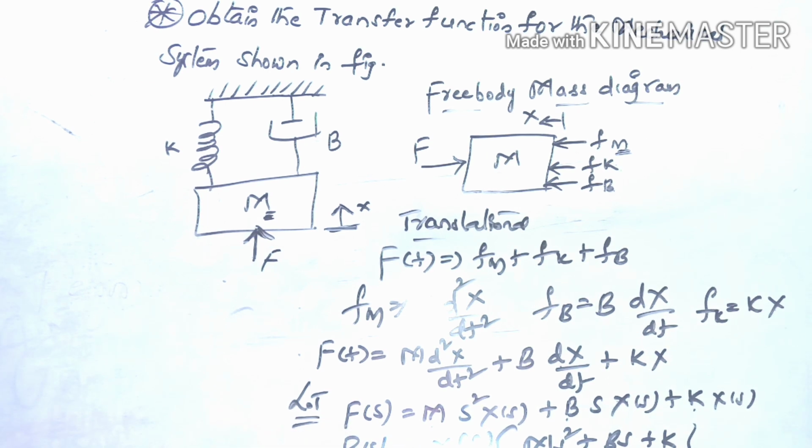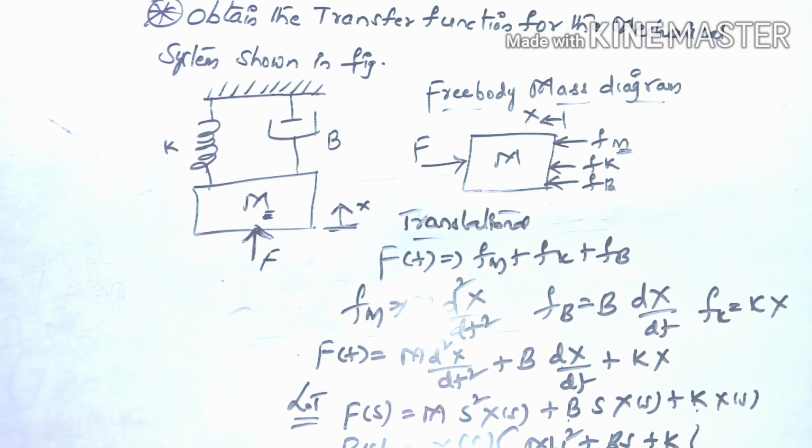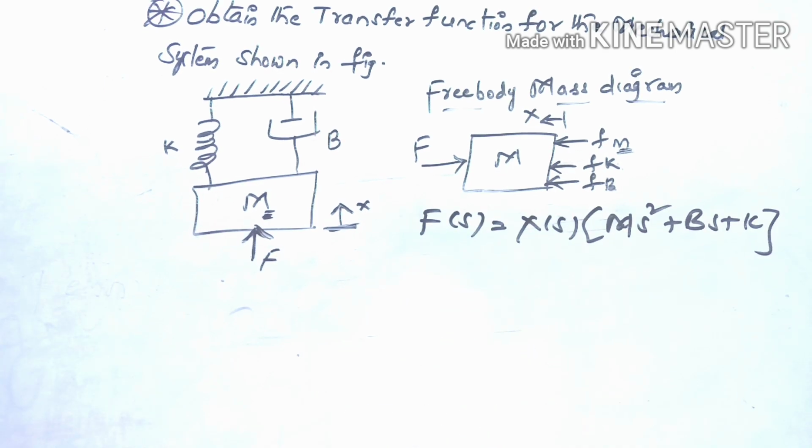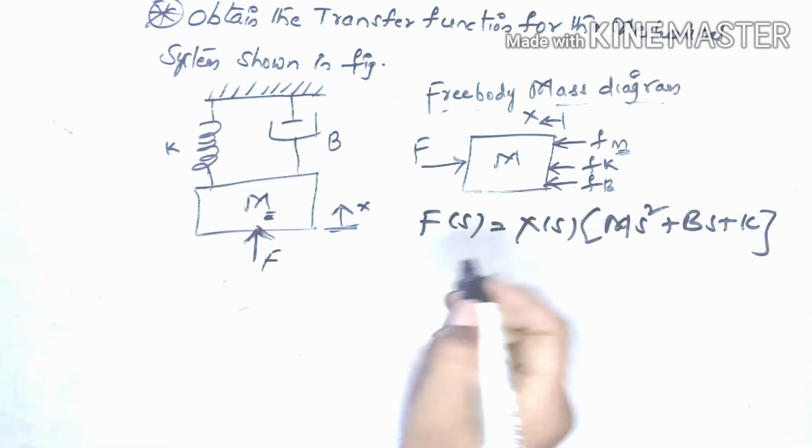Let me just remind you of the definition of transfer function. What is the definition of transfer function? It is the ratio of the Laplace transform of the output to the Laplace transform of the input with all initial conditions 0. This is the basic definition of transfer function. Based upon it, we will write the transfer function of the given mechanical system. So this is the equation.